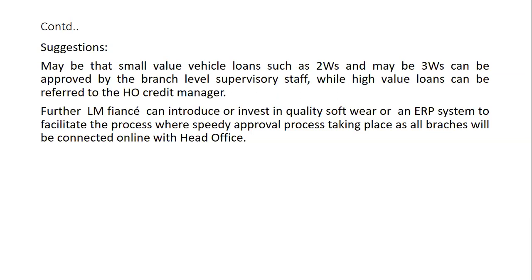Maybe small value vehicle loans such as two-wheelers and three-wheelers may be approved at the branch level by supervisor staff, while high value loans can be referred to head office credit. What we suggest is, if you really look at motorcycles, hand tractors, or three-wheelers, the value is not very high. So you can have a demarcation of value up to 500,000, like the branch senior manager or even the regional manager.